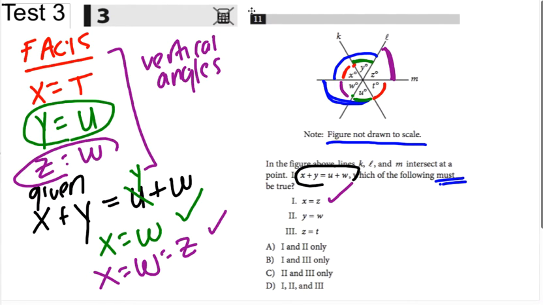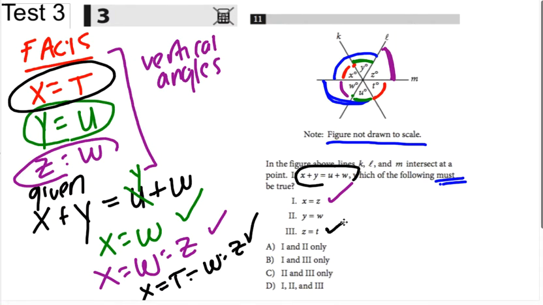The other piece of information I have, right? So I've got that one. The other piece of information that I have is that x is the same as t. Well, x is the same as t, right? Which we know is also the same as w is the same as z. Cool. Z is the same as t. Cool. So the last question is, so we know 1 is definitely true and we know 3 is definitely true.